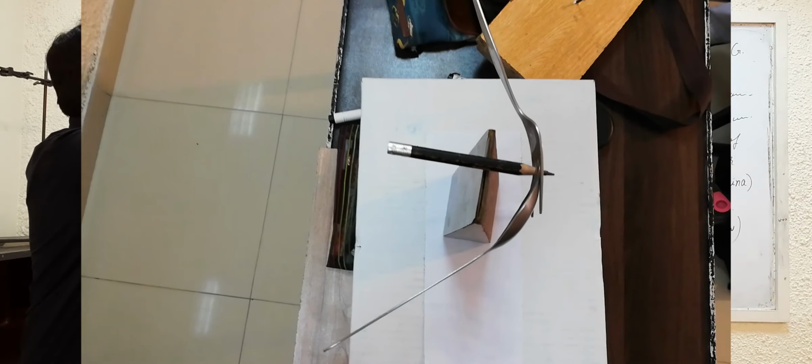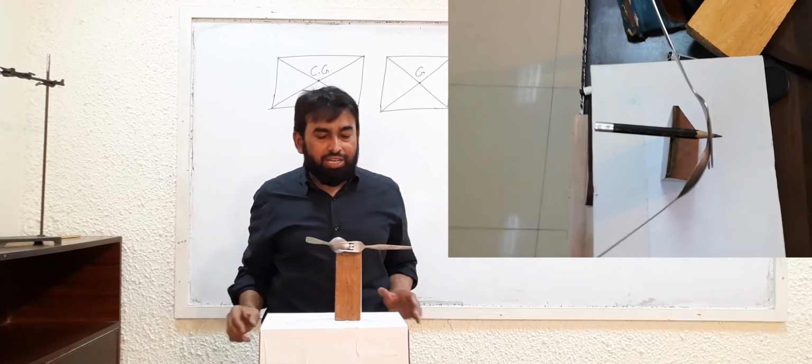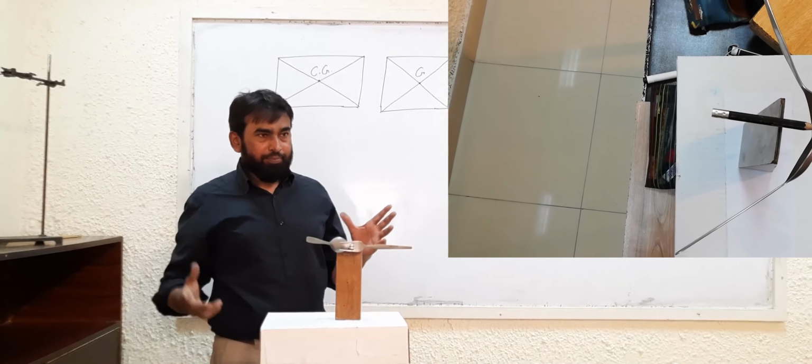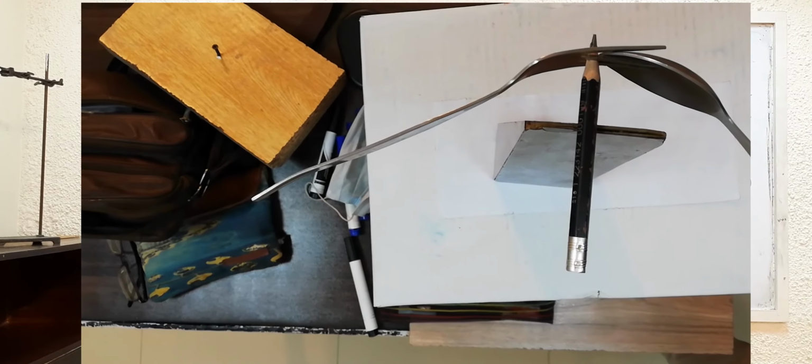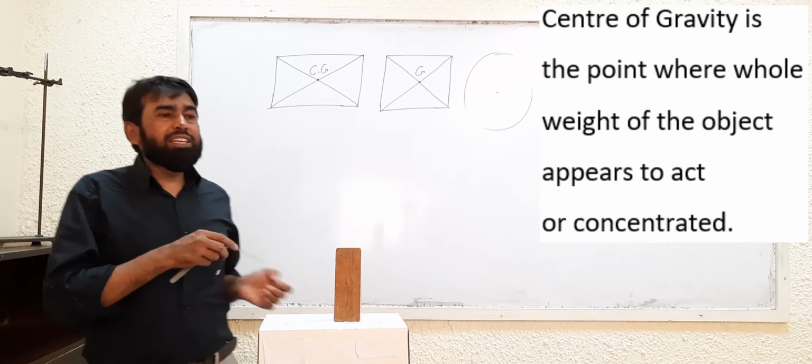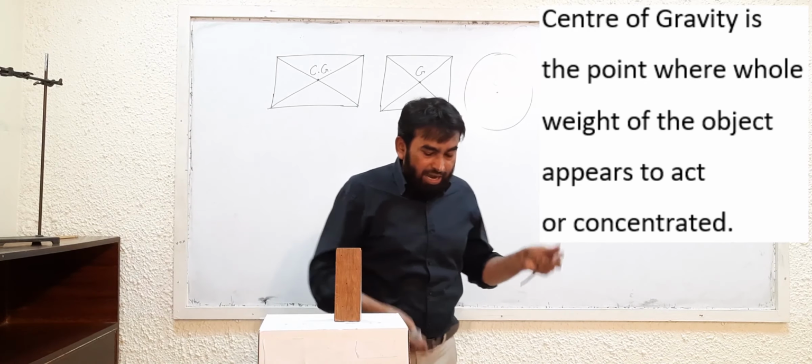Here you can see that the center of gravity is lying out of the object. Now I have shown you this trick, that the center of gravity is lying out of this. So I have balanced it. So here, at one place on the pencil, it has been balanced. So this is an example: the center of gravity can also be lying out of the object.